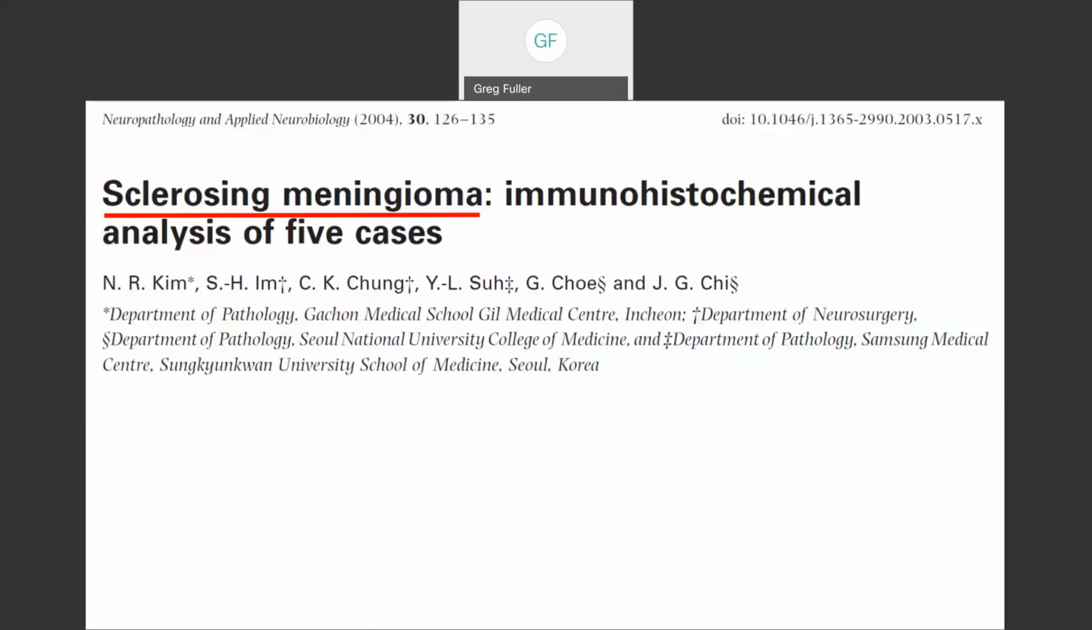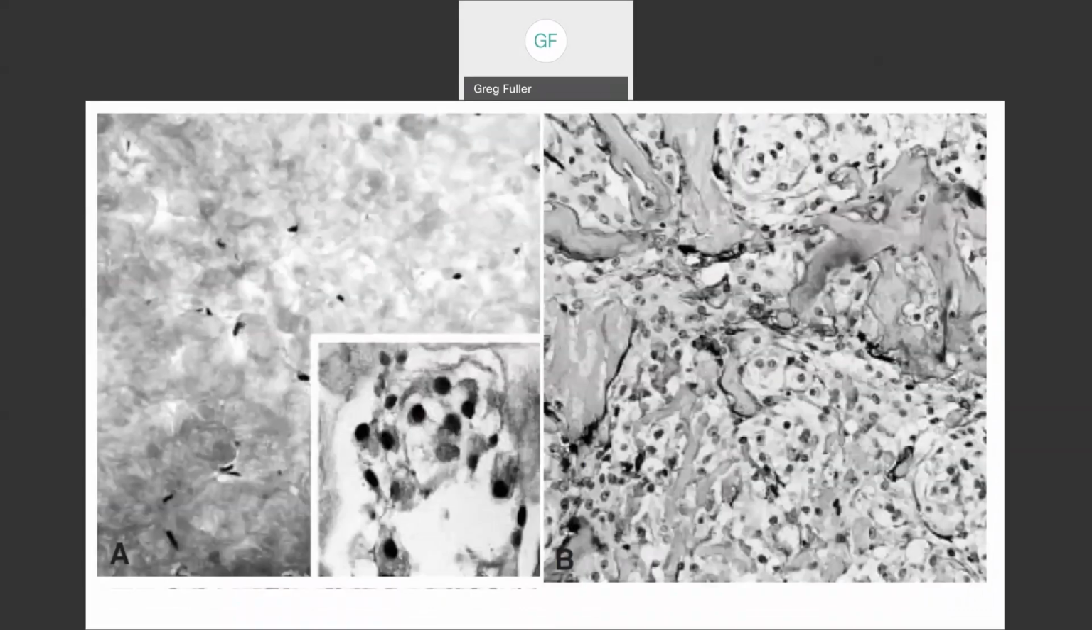All right, here's another one. Neuropathology and Applied Neurobiology, 2004, sclerosing meningioma, immunohistochemistry, 5 cases. All right, now I know it's black and white. Look, you're going to have to deal with black and white. You say, no, I've got to have beautiful color. And even the neuroradiologist will say, no, I need it to be like the colorized DTI. No, black and white is fine.